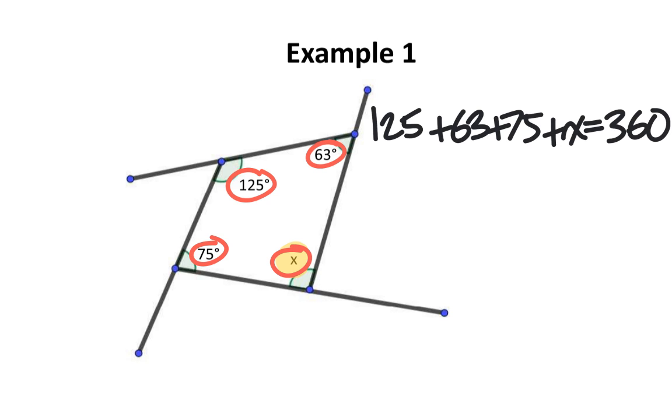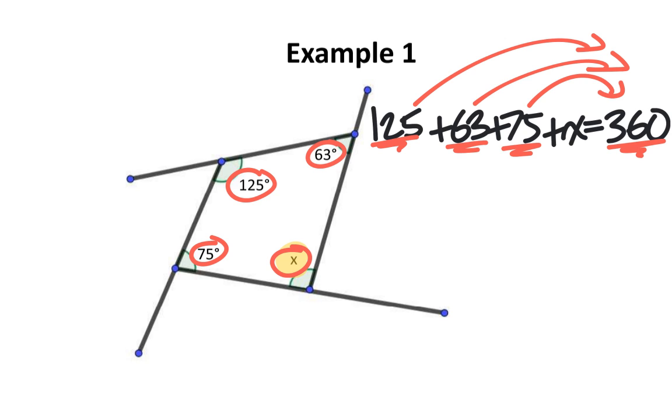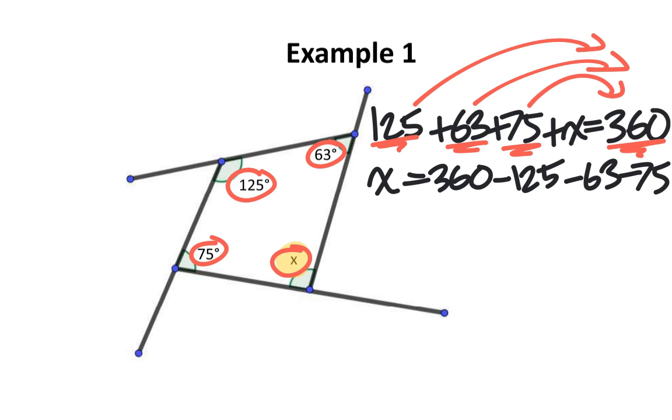At this point, we can identify like terms. 125, 63, 75, and 360 are all like terms. I'm going to be moving 75, 63, and 125 to the other side of the equation. When I do so, these numbers, which were once positive, all become negative. If we take 360 and subtract 125 and subtract 63 and subtract 75, you should get 97. Therefore, the unknown interior angle is 97 degrees.